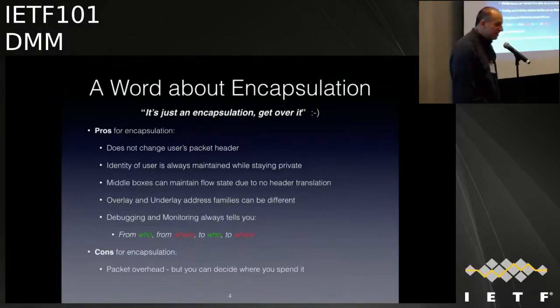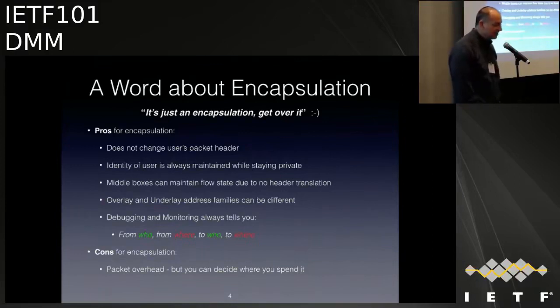Okay, it's a standard violation to change anything in a header that you're not supposed to. The only thing you're supposed to change in an IP header is the TTL and the checksum. IPv6 doesn't have a checksum, so you get to save cycles not doing that. We want the identity of a user to always be maintained while staying private. By doing that, we keep this identity. That's the pros for encapsulation.